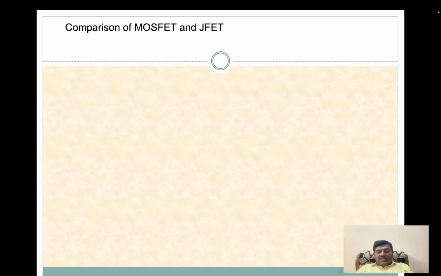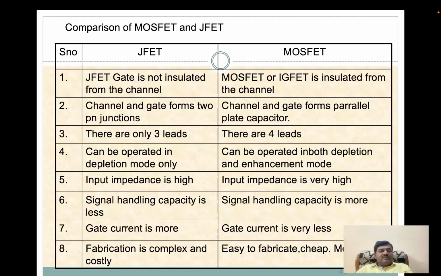So next, let us see the comparison, like how the MOSFET is advantageous compared to that of a JFET. Here the JFET is not insulated from the channel, whereas the MOSFET is insulated. For that reason we call the MOSFET an insulated gate field effect transistor. In the JFET, channel and gate form a p-n junction. In the MOSFET, channel and gate form a parallel plate capacitor. There are only 3 leads in the JFET: gate, source, drain. In the MOSFET you have 4 leads, with another one being ground.